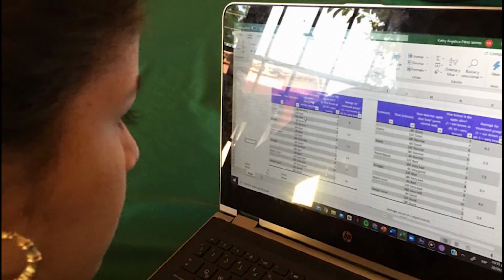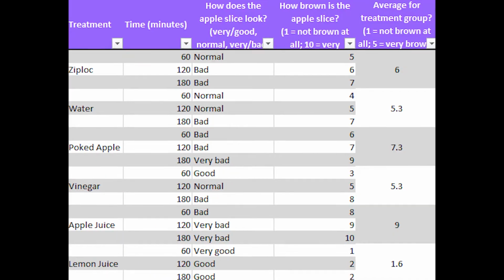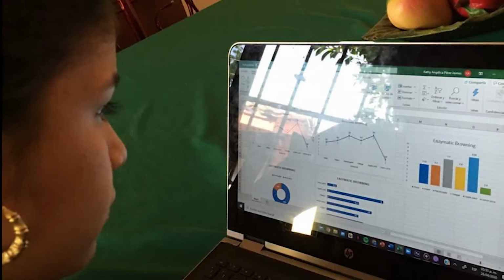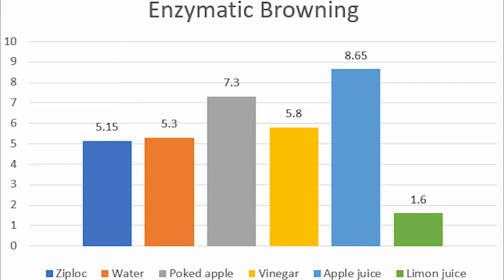I reported the results of test 1 and test 2 in two tables. Performed a statistical analysis to generate adequate graphs. This is my final graph. It reveals the average of the two tests.